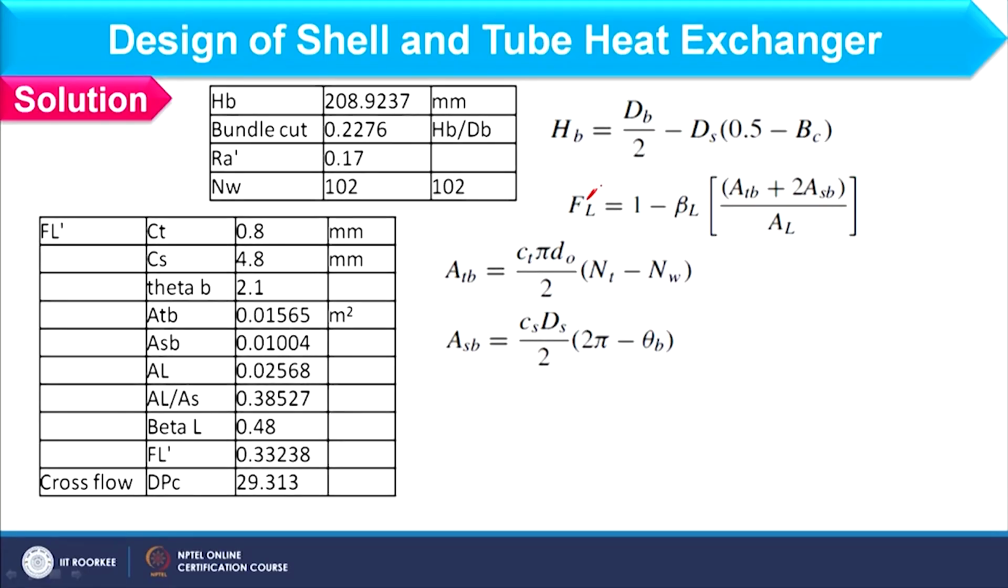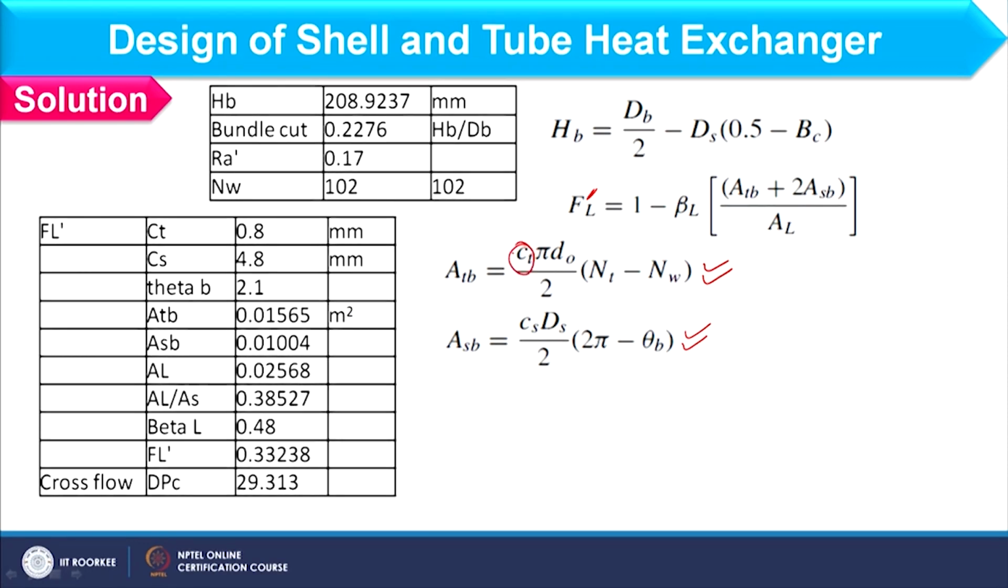Okay. In the similar line, we should also carry out FL prime, that is leakage correction factor for pressure drop. Okay. So, to consider that, we can use this expression, that is FL prime should be equal to 1 minus beta L ATB plus 2 ASB by AL, right. And ATB expression is given over here and ASB expression is given over here, which you have already used previously. So, I am not going into detail of this, just I am telling that how we can obtain different parameters.